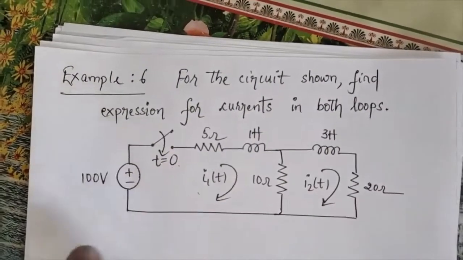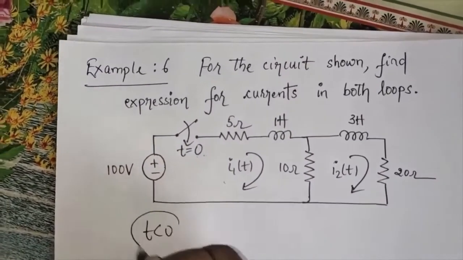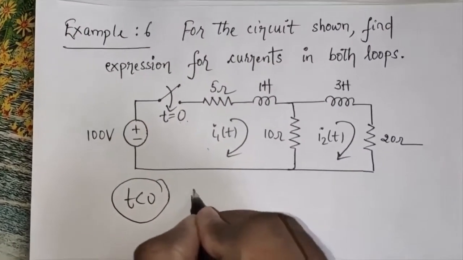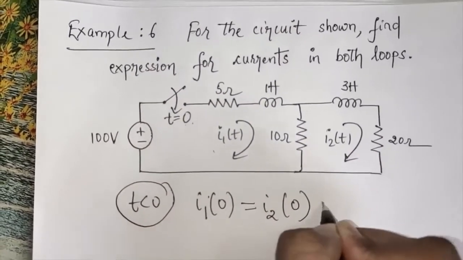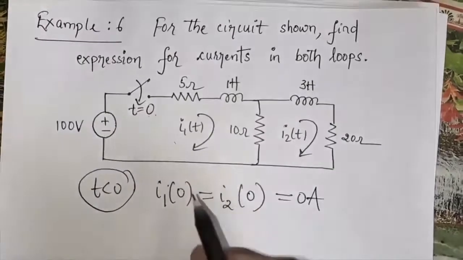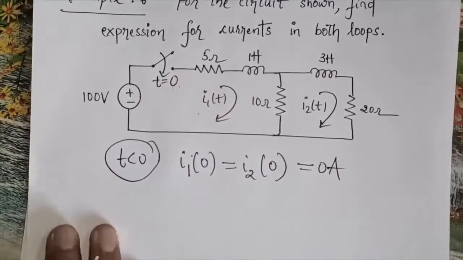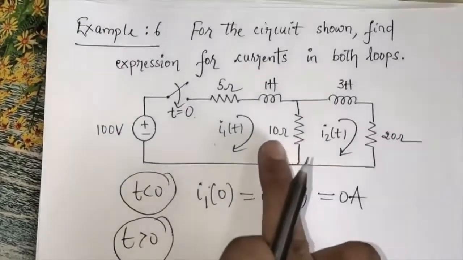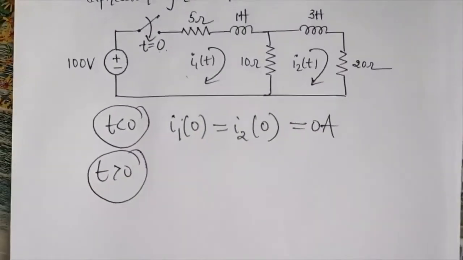Before the switch is operated, for t less than 0, since it is open, the current flowing in both the meshes will be 0. So I1 of 0 and I2 of 0 will be 0 amps. Since both the meshes have an inductor, obviously the 0 plus and 0 minus values will both be 0. Next, for t greater than 0, we have to find the expressions in both the loops. Let us do this sum in the Laplace domain.